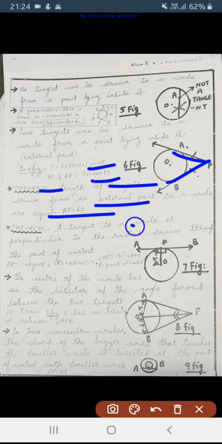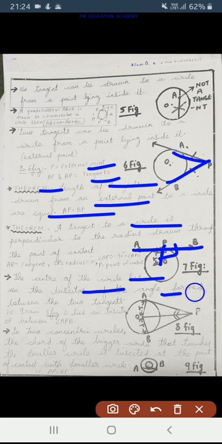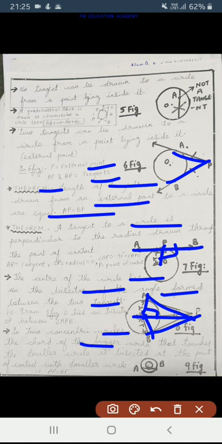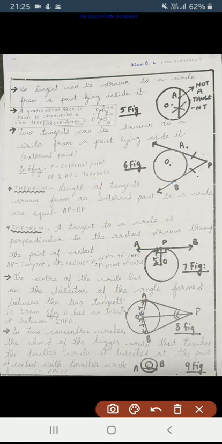Then we have another theorem. A tangent is always perpendicular to the radius, and the center of the circle always lies on the bisector of the angle formed between the two tangents. That is, if this is my tangent and this is my tangent, then this center of circle will lie on the perpendicular bisector, okay, between the two tangents. Then if two concentric circles are there, the chord of the bigger circle that touches the smaller circle is bisected at the point of contact.